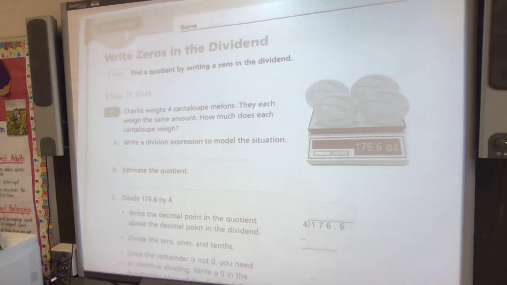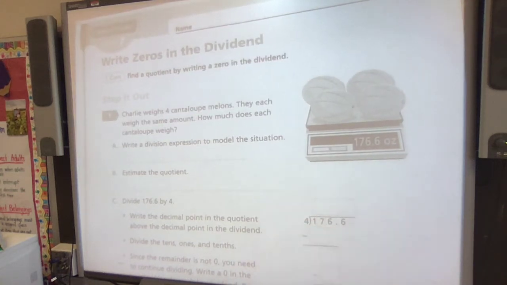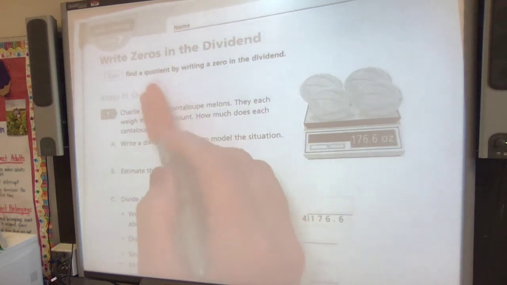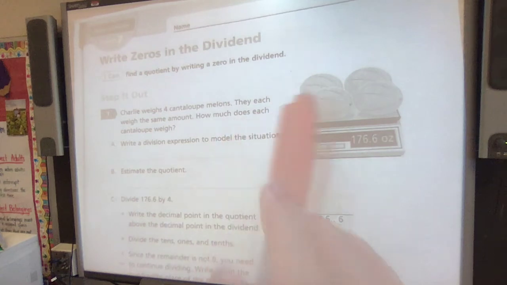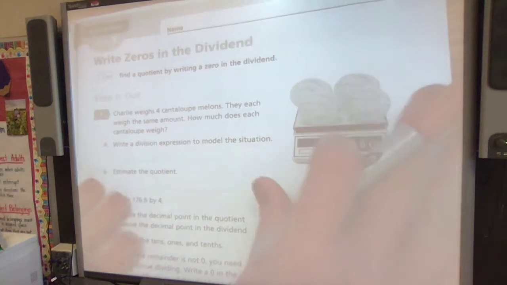So remember, the dividend is the number that's being divided. Like right here, this is the dividend. Remember, the divisor is what you're dividing by, and the answer is called the quotient. Okay, so we can find our quotient, our answer to our division problem, by writing a zero in the dividend. You're going to come across problems sometimes that require you to do this. So we're going to do some examples right here, and I think it's going to make sense to you guys.